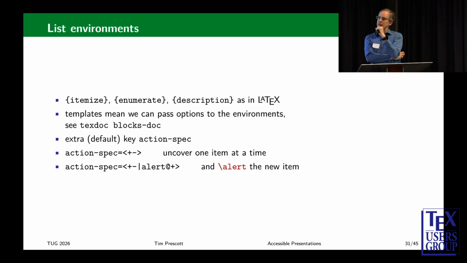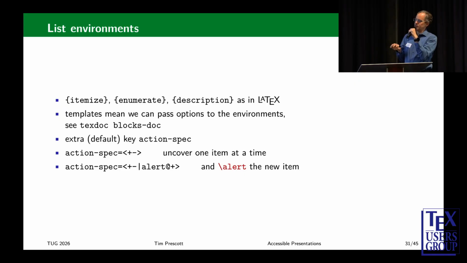Okay, I mentioned before we want to think of this as a tagged PDF with overlays. So because it is a tagged PDF, we do have all of our list environments, itemize, enumerate, description, as in LaTeX. Because we've done the document metadata, we have all the template power, and so we can pass those options to those environments and style them how we wish without needing to pull in extra packages. We pick up an extra key, action spec.